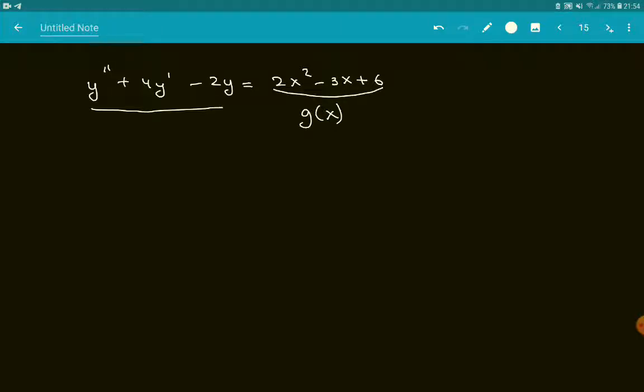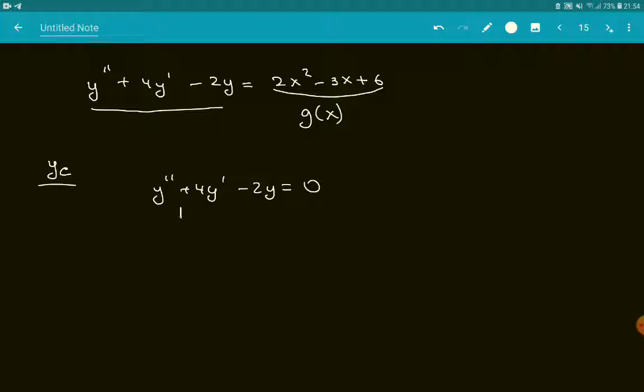So let me show you example 1 from the lecture slide. It says y double prime plus 4y prime minus 2y is equal to 2x squared minus 3x plus 6. First of all, we can see that this is a non-homogeneous equation because this part is g(x). It is not 0, it is a function of x. So first of all, we need to find the complementary solution, which is yc. How do we find it? We write the same equation, however we make it homogeneous. We write it equal to 0.